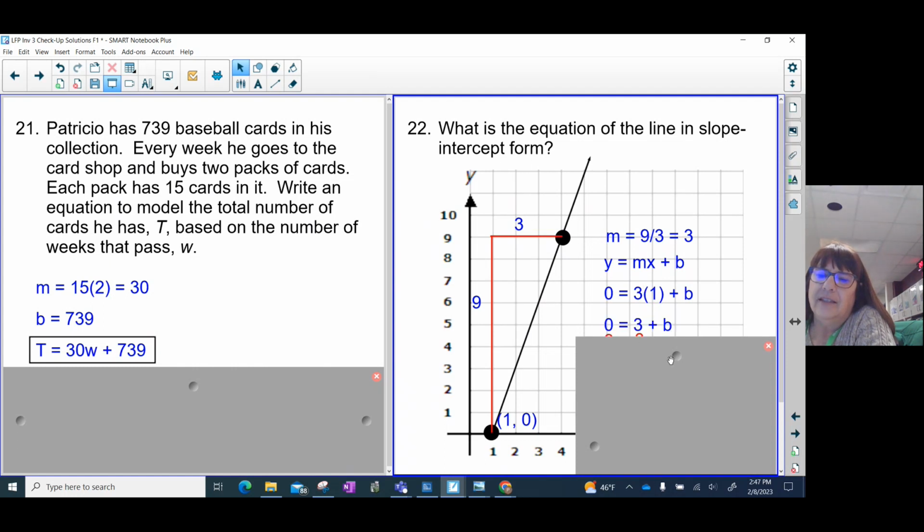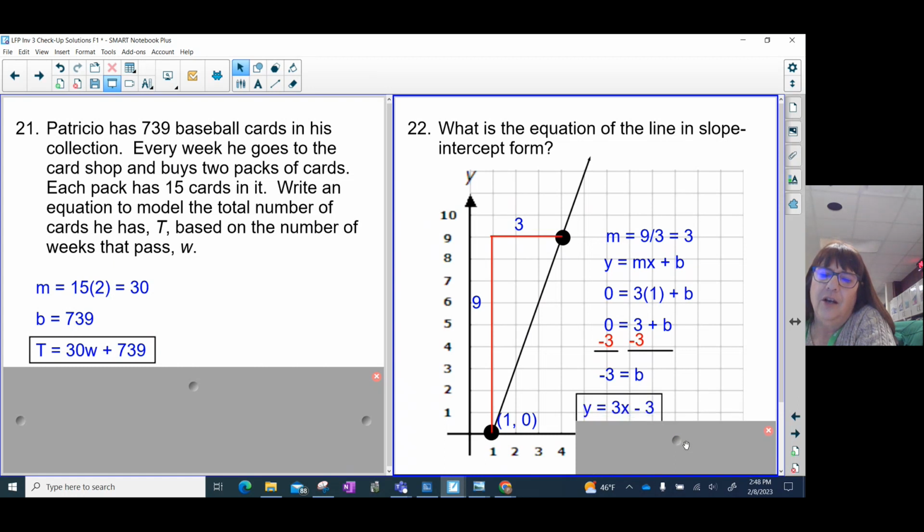When I do the math, I get 0 is equal to 3 plus b. I want b alone, so I'm going to get rid of that positive 3 by subtracting a 3 on both sides. And I end up with negative 3 is equal to b. So now I'm going to use that slope that I found at positive 3 and the y-intercept at negative 3 and write my equation. Y equals 3x minus 3.